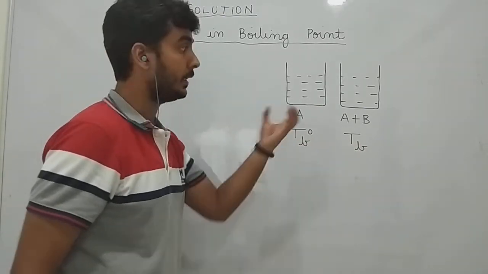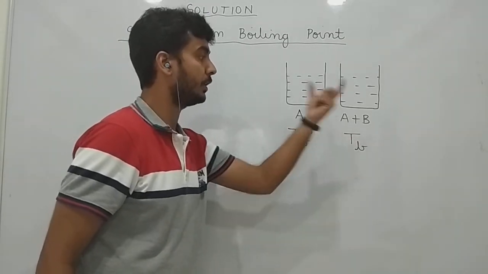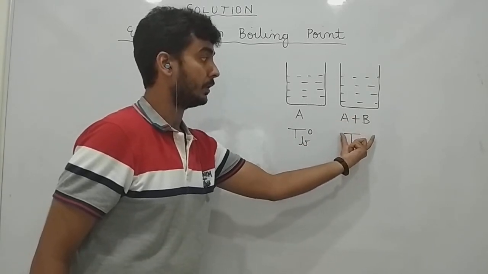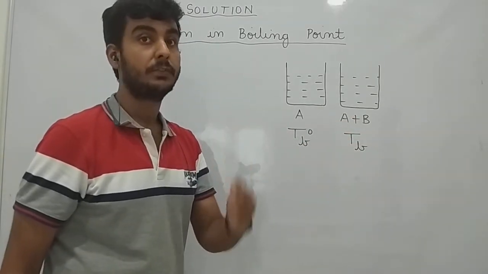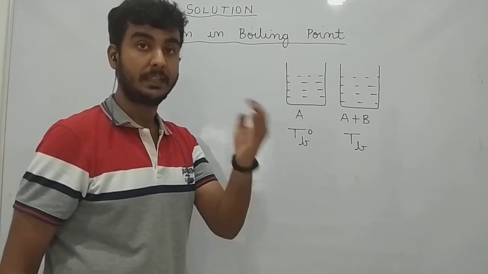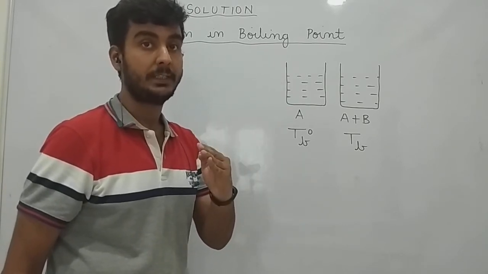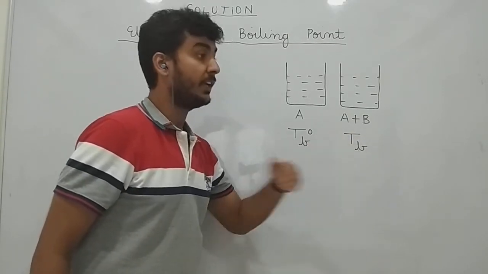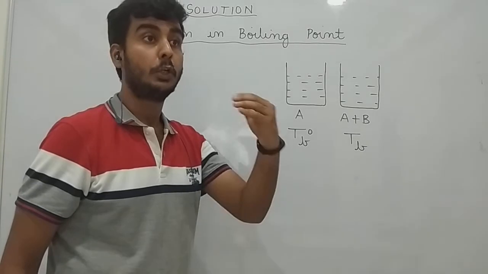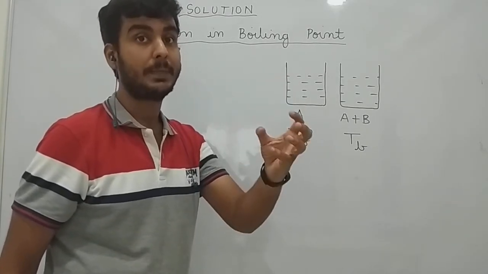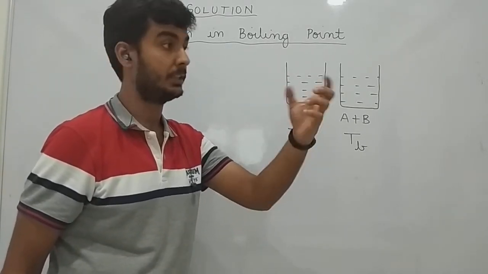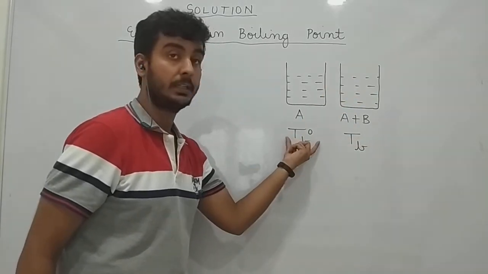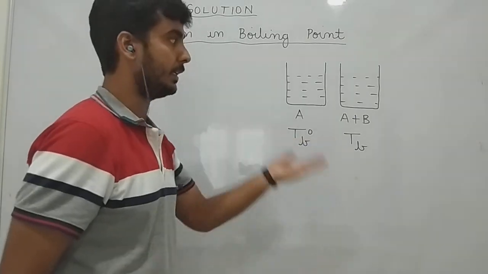Now why is it so that boiling point of the solution is higher than the boiling point of the solvent? As you know, the vapor pressure of the solution decreases as compared to the solvent, so the amount of heat required to produce the vapor pressure equal to atmospheric pressure will be greater in case of solution as compared to the solvent. Let me repeat it once again.